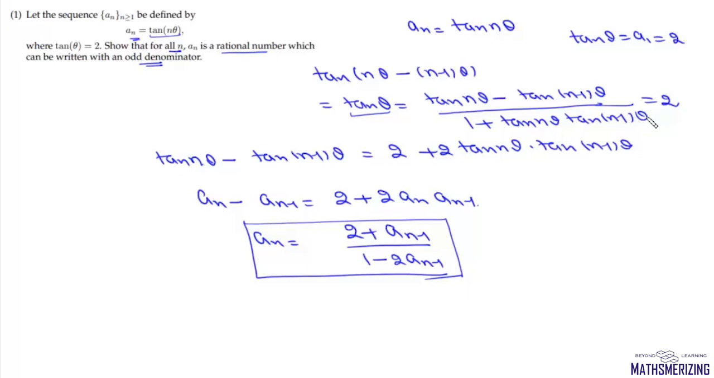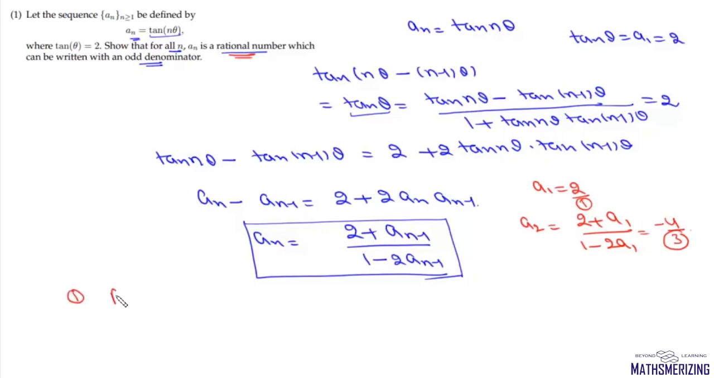Now it is already given that a1 is 2. Now we'll put n as 2, then we can write a2 as (2 plus a1) upon (1 minus 2 a1), which is minus 4 by 3. So here in the denominator we have an odd number. So for a1 we have 1 and for a2 we have 3. So we'll prove this result using principle of mathematical induction.